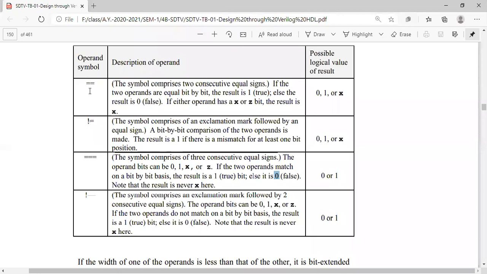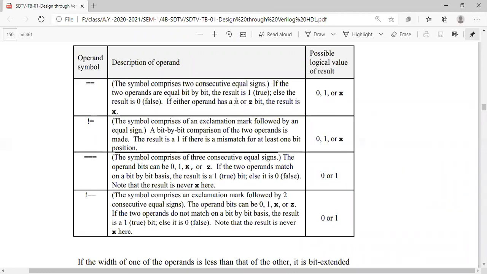What can we identify as the difference between this double equal and triple equal? This did not allow us to use X or Z. We are not going to compare in the case of X or Z in the input operands. For those we have given a result of X, but now in my result there will not be X. The total output will be either 1 or 0 only. There will not be bit X.